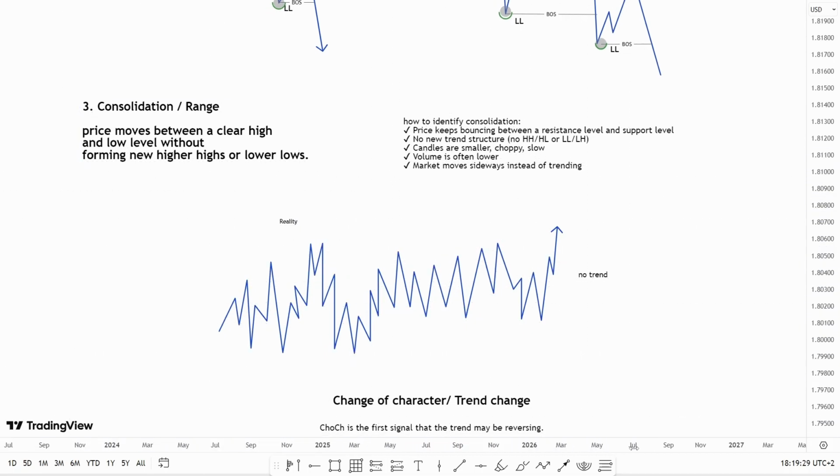Okay, then we have what we call a consolidation zone. A consolidation zone is a zone where there's a balance between buyers and sellers in the market, meaning price is not forming higher highs and higher lows or lower highs and lower lows. Price is just stagnant. Price is not moving. There's no trend. Candlesticks are smaller, choppy, and slow. There's usually no volume. These periods happen, I would say, before high impact news days. So watch out for that.